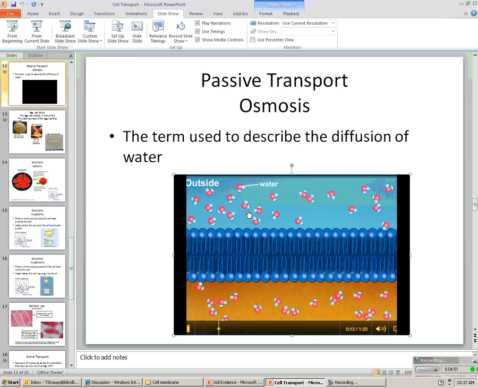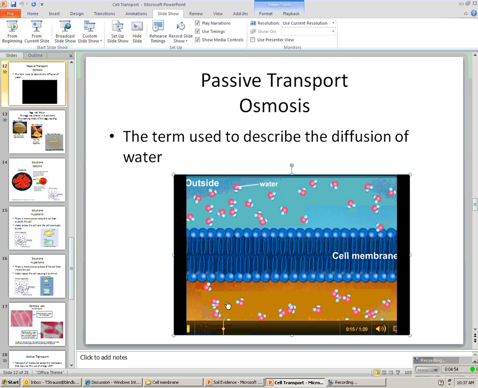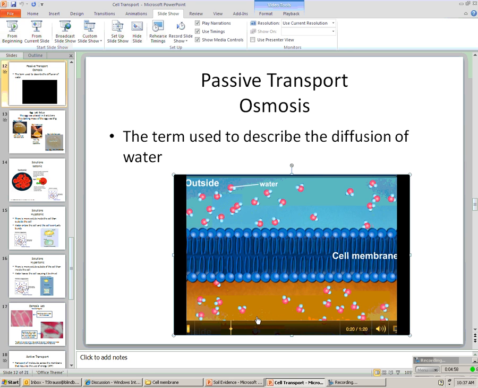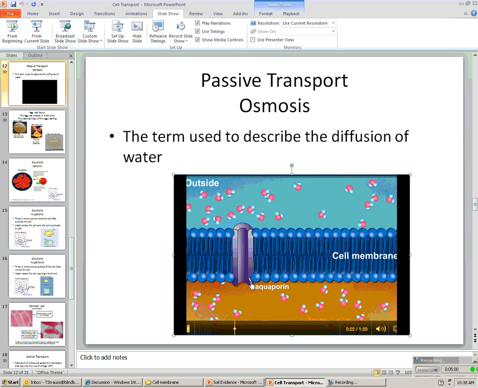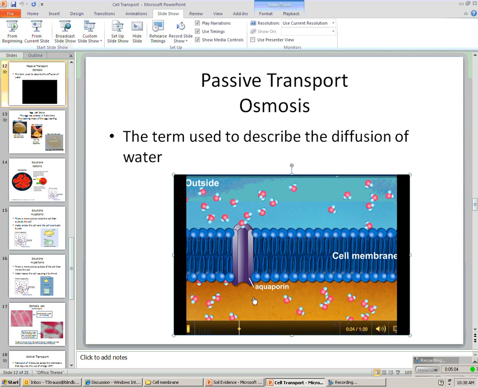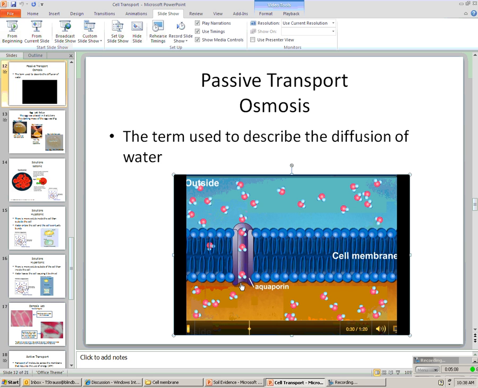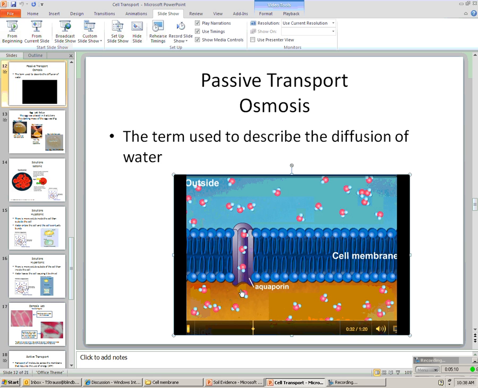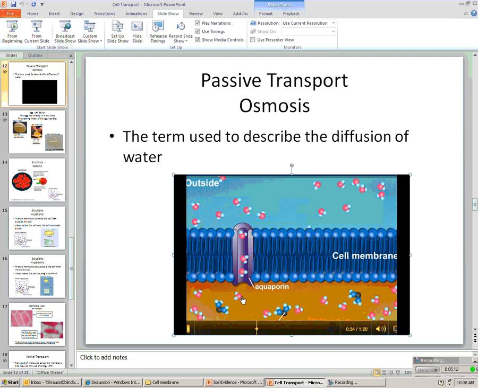Now, water is very polar, so it doesn't pass easily through the cell membrane. And so what happens, there are actually protein channels in the cell membrane for osmosis to take place that are called aquaporin. So just like facilitated diffusion where a protein molecule is used, aquaporin is a protein so that water molecules, because they are polar, can pass through the cell membrane.